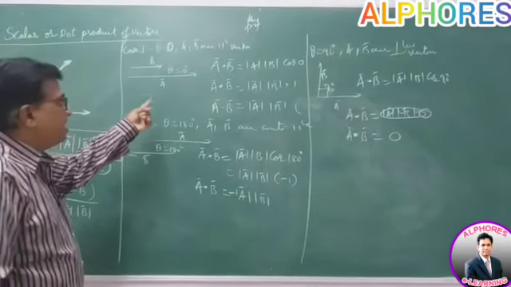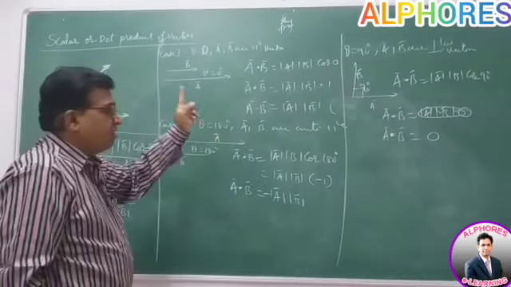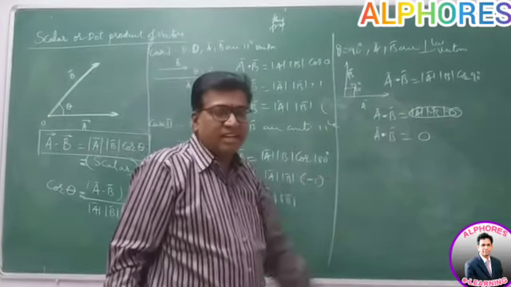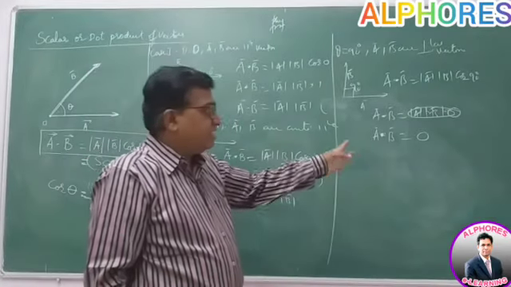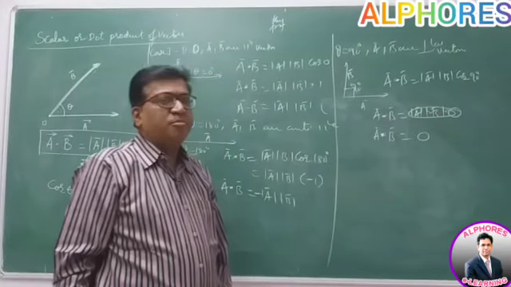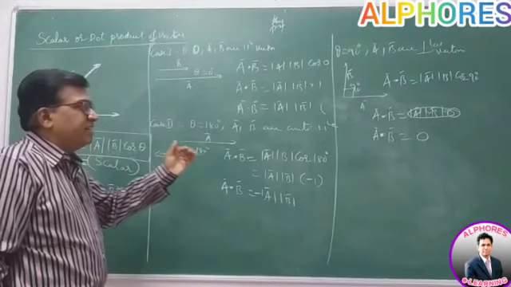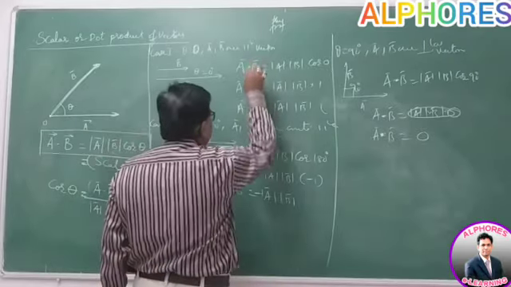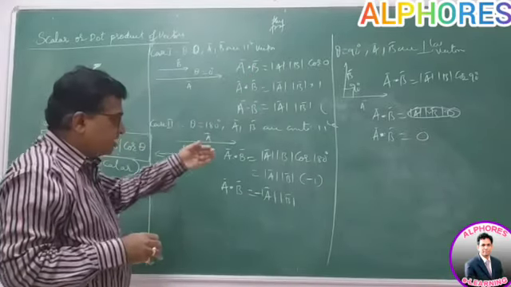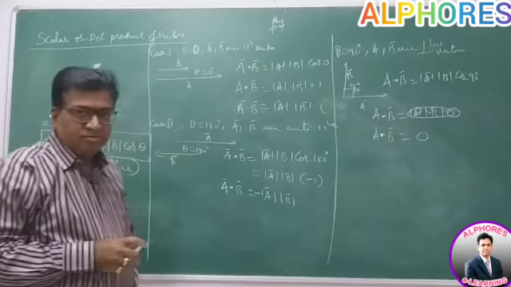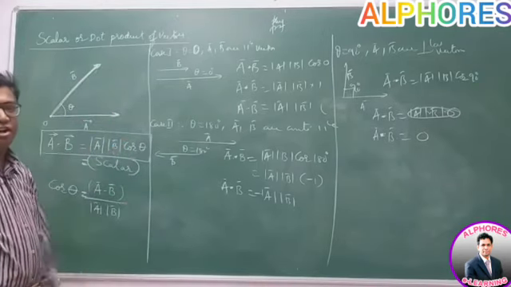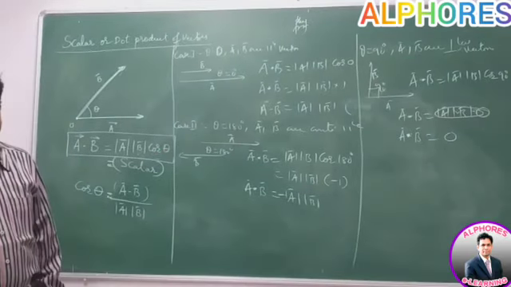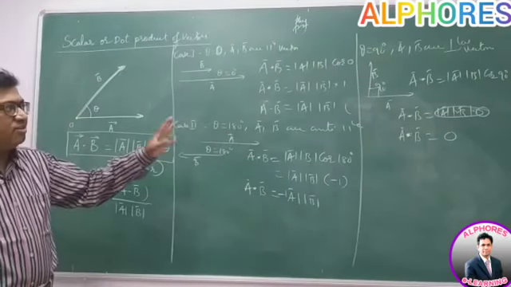So whenever two vectors are at a right angle, the dot product is always 0. When they are parallel in the same direction, it is the positive maximum. When they are anti-parallel at 180 degrees, it is the negative maximum. When they are perpendicular, 90 degrees or orthogonal, it is 0. So that way, you can consider the dot product of two vectors under different conditions. When theta is 0, it is the positive maximum. When it is 180, it is the negative maximum.